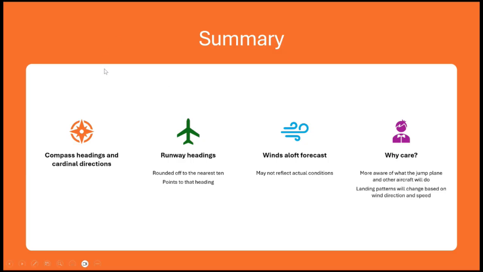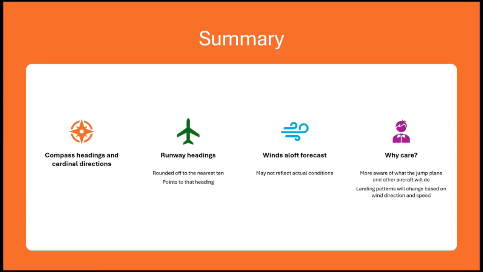So in summary, what have we covered? We talked about how compass headings relates to the cardinal directions. We then went into runway headings. Remember that they are rounded off to the nearest 10 and they point to that heading. So if I'm reading that number, that runway is pointing me in that direction. And finally, the winds aloft forecast may or may not reflect the actual conditions that we will experience at the drop zone that day. And again, why should we even care about any of this?